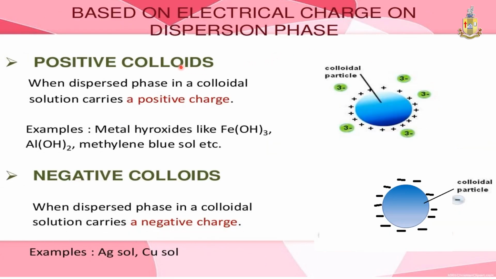We can classify colloids based on the electric charge. They can be classified into positive and negative colloids. If the dispersed phase has a positive charge, we call them positive colloids. For example, ferric hydroxide and aluminum hydroxide are examples of positive colloids. And if the dispersed phase has a negative charge, we call them negative colloids, and examples are silver sol and copper sol.